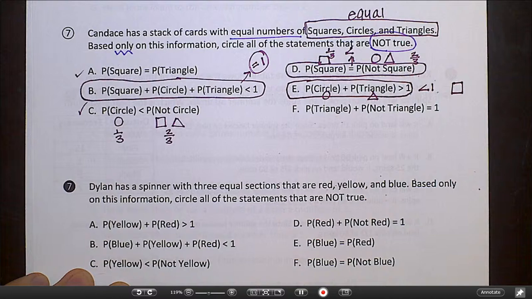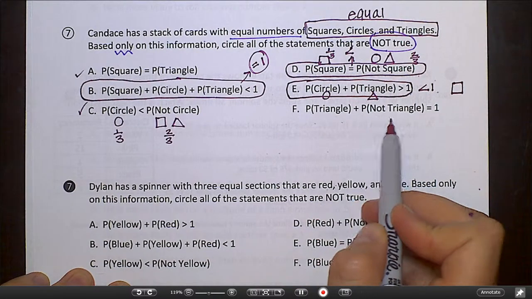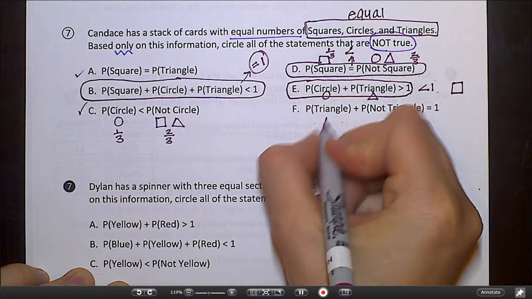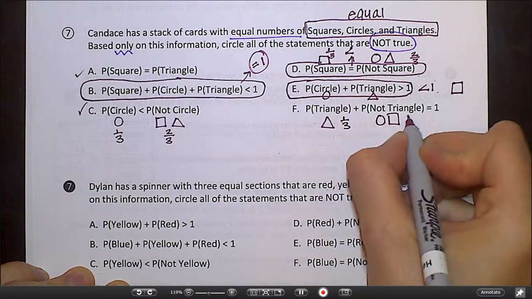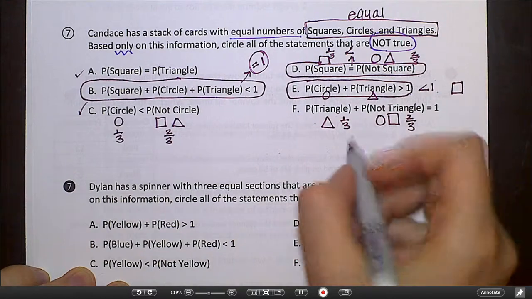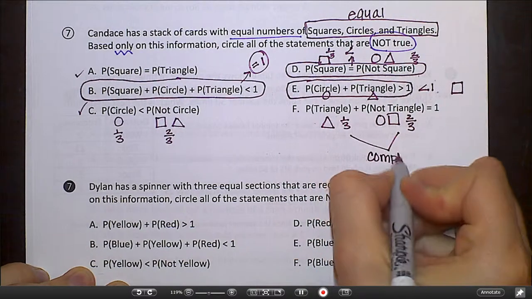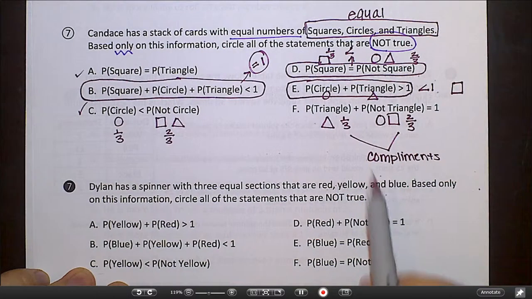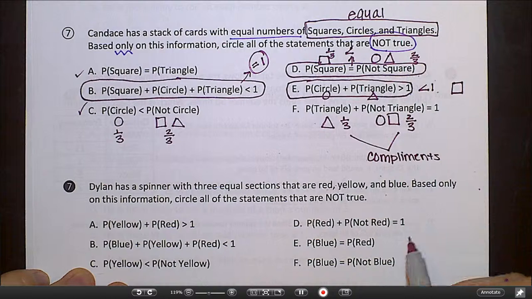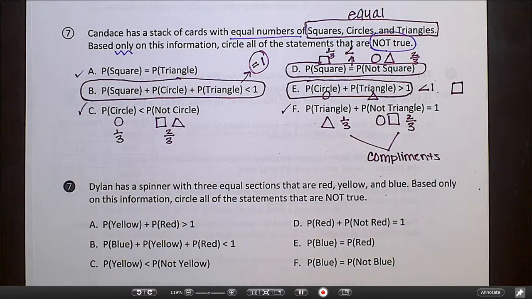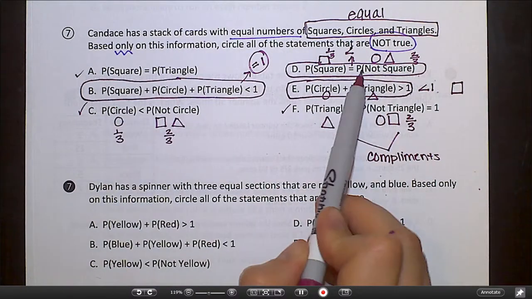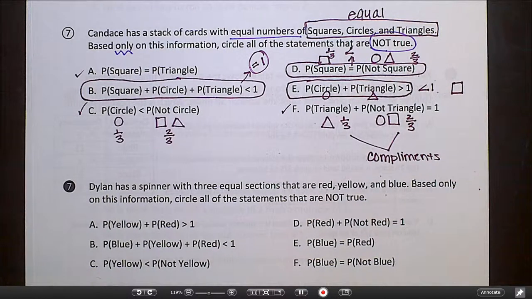Circle that. Okay. And the probability of a triangle plus the probability of not a triangle is equal to 1. So we've got a triangle, not a triangle, that would be a circle or a square. This is 1/3, 2/3. Okay, so I remember that these are complements, which means that they're the opposite of each other, but also that they have to add up to 1, and they do. So it says it equals 1. That's true. So we're going to leave that one alone. So the 3 that are not true are these that we circled. So now you're going to do that similar question, number 7, on your own. Again, make sure that you're reading carefully and circling what's not true.